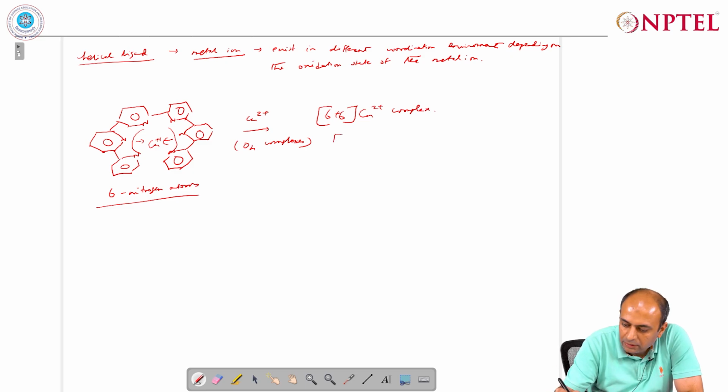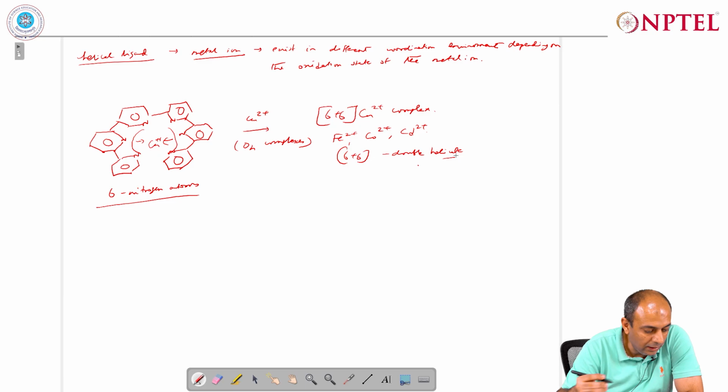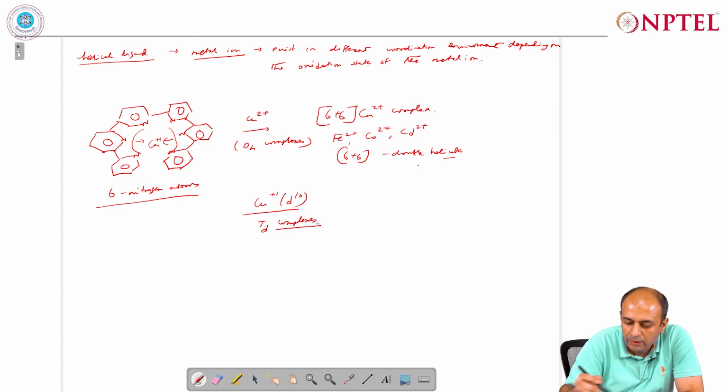Or if you have other metal ions like iron 2 plus, cobalt 2 plus and cadmium 2 plus, they can form a 6+6 double helicate structure. And if we have a metal ion in the d10 system, for example, in the +1 oxidation state, it can form tetrahedral complexes. Then we will have 3 distinct binding domains and the topicity will be 3. It will be a tritopic ligand. In the case of octahedral, it will be a ditopic ligand.